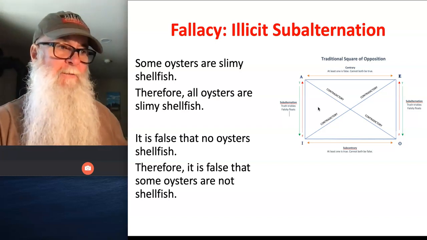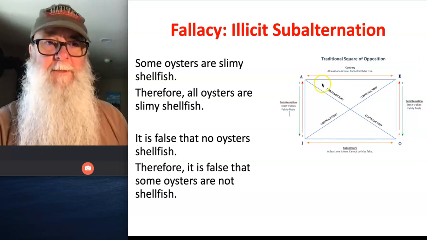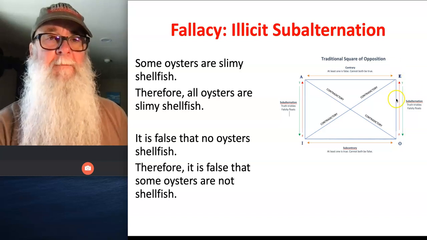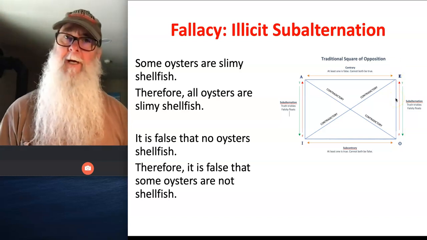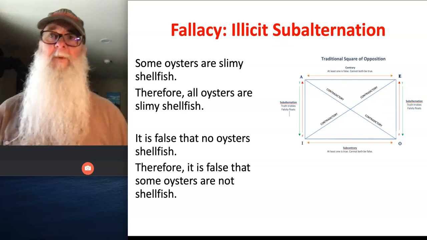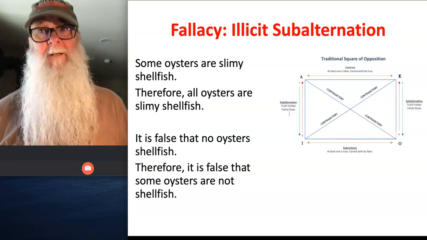But for some reason, folks will oftentimes try to make that false value of an A statement premise or an E statement premise float downward to a conclusion that's an I statement or an O statement, and it doesn't work that way. That's the fallacy of illicit subalternation, and anytime we commit that, the argument is invalid.